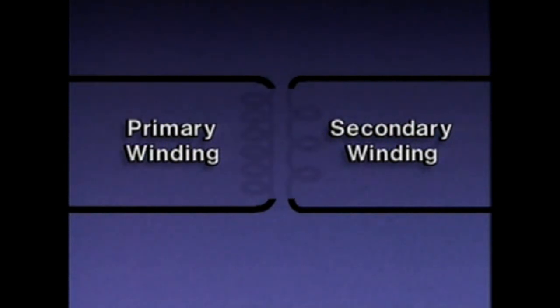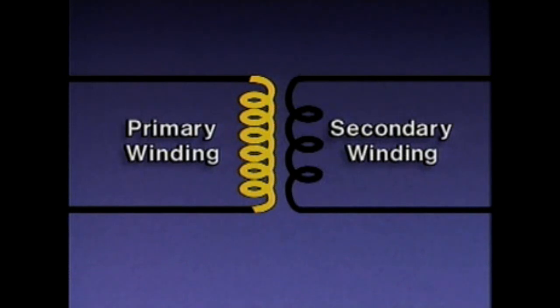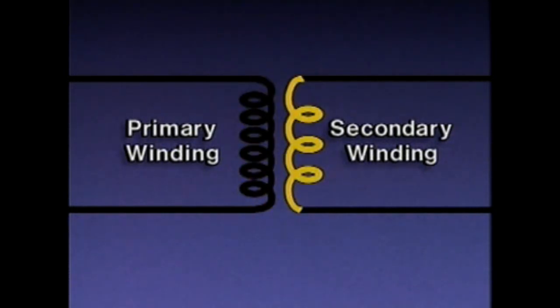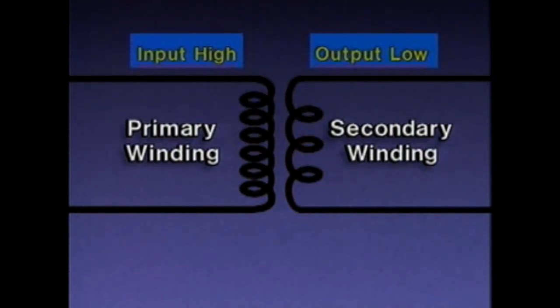On the other hand, if there are more turns in the primary winding than in the secondary winding, the output voltage will be lower than the input voltage. In this case, the transformer will decrease or step down the voltage.